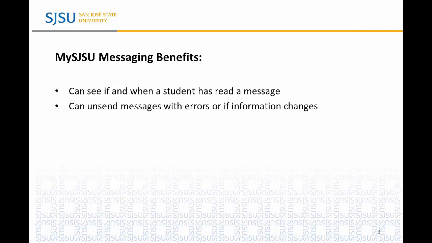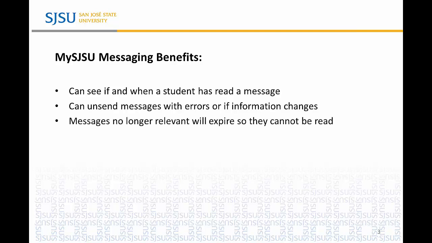If you notice that the message that you sent to a student has an error, or if the information changes after you send that message out, you can unsend the message, making sure that the student will no longer be able to see it and view incorrect information. Once the content of a message is no longer relevant, you can have that message expire. Then the message will no longer be visible in the Student Center.